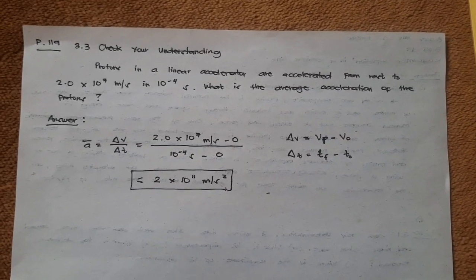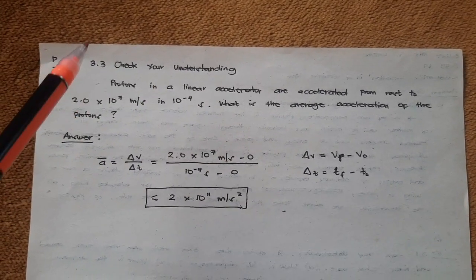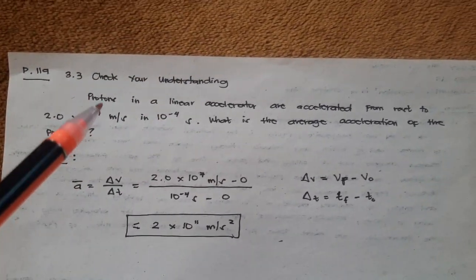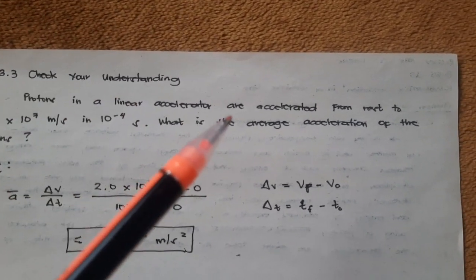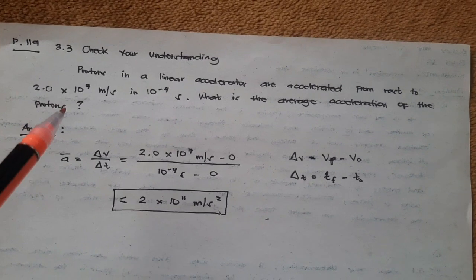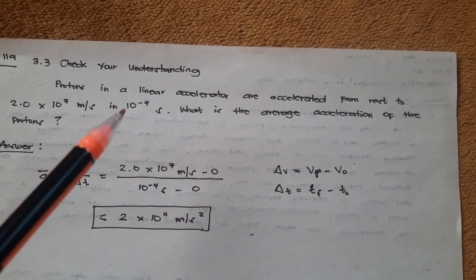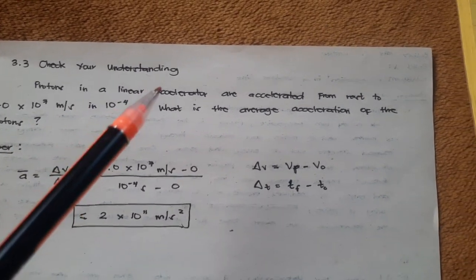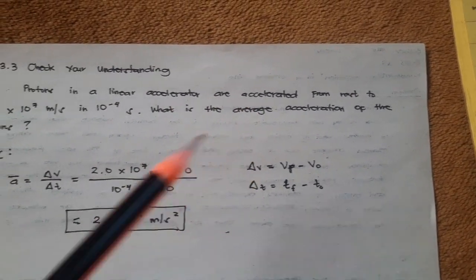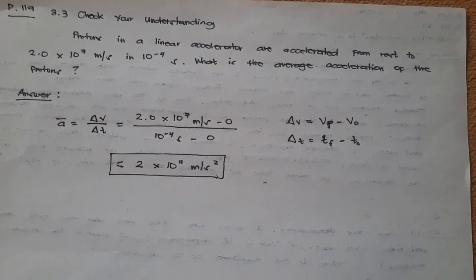So, let's move on to the final problem set given on page 119, 3.3, Check Your Understanding. Protons in a linear accelerator are accelerated from rest to 2.0 times 10 to the 7 power meters per second in 10 to the -4 second. What is the average acceleration of the protons?